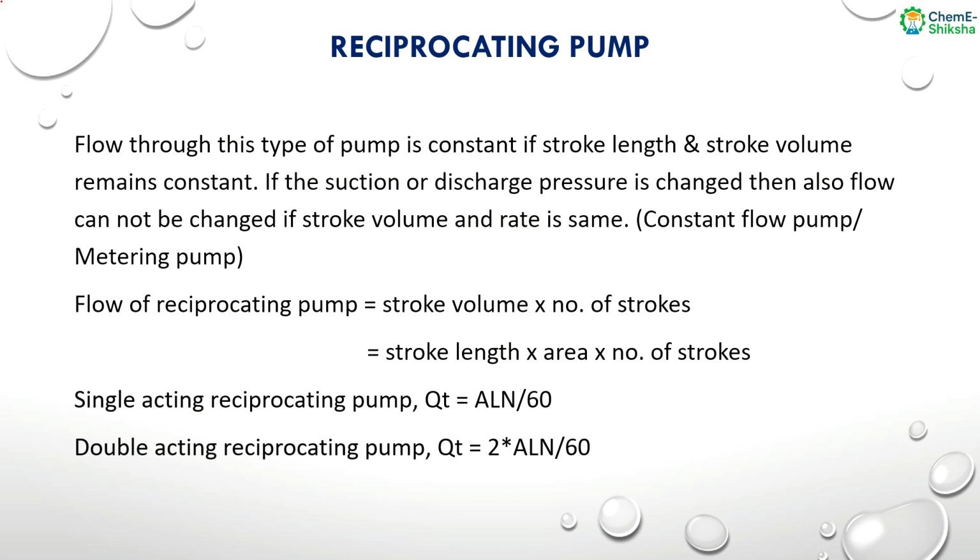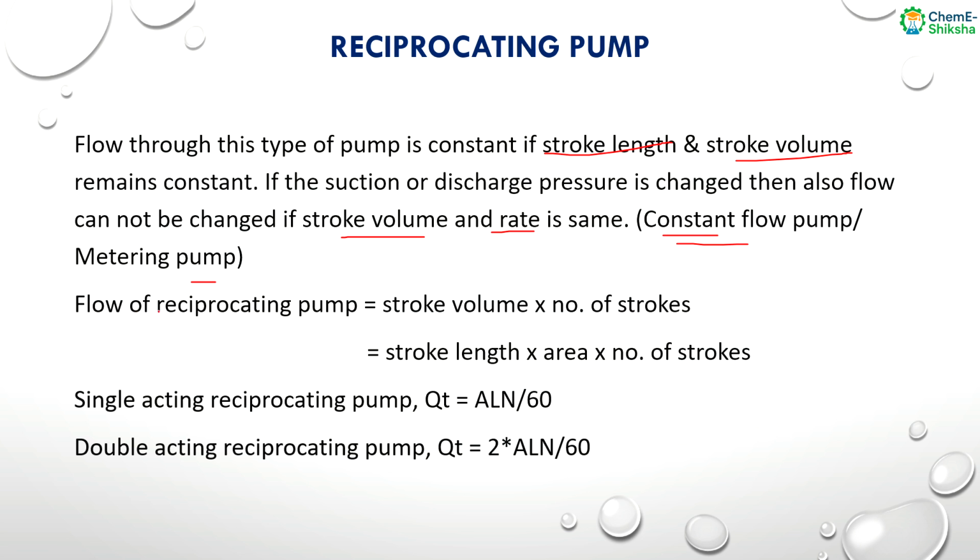Now the flow through this type of pump is constant if the stroke length and stroke volume remain constant. That's why it is called the constant flow pump. Even if we change the suction or the discharge pressure, if my stroke volume, stroke rate or stroke length is the same, there will not be any change in the flow. That's why it is called the constant flow pump or the metering pump.